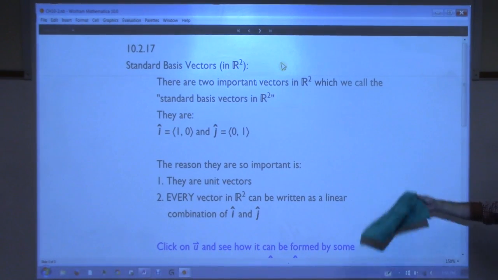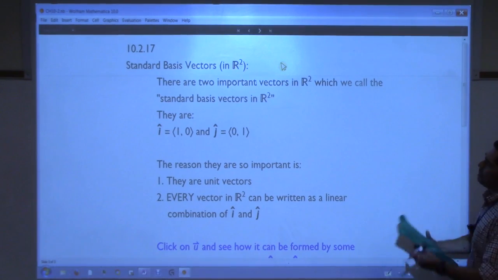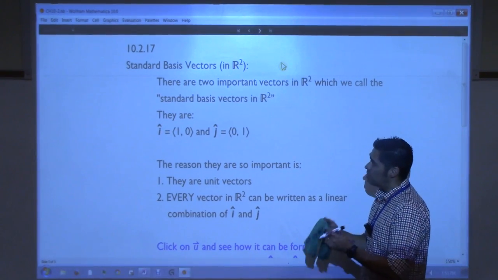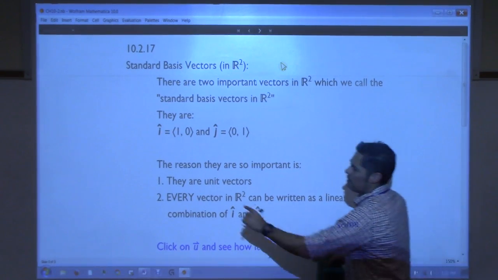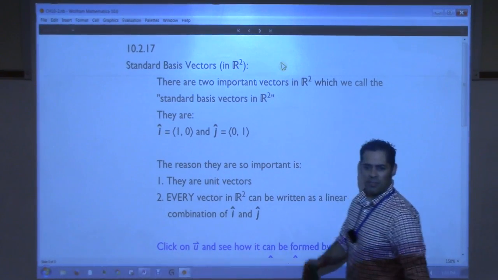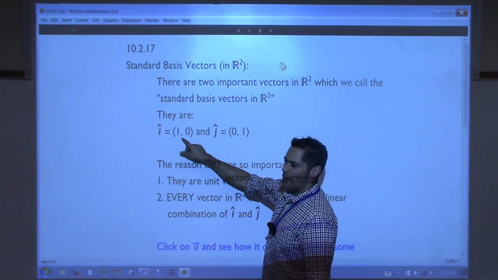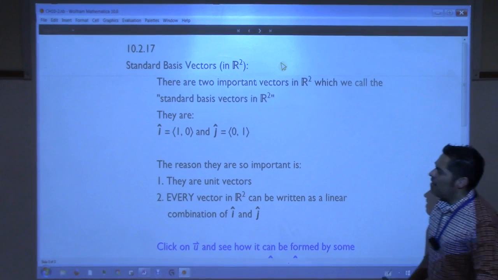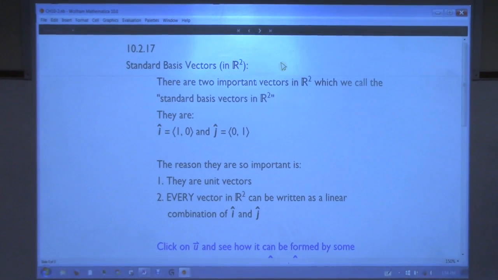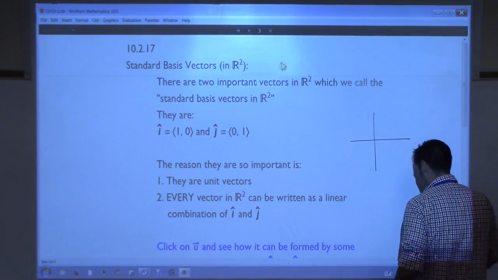So let me just get through this, and I'll talk more about what I was going to say. Standard basis vectors in two-dimensional space. There are two important vectors in two-dimensional space we call the standard basis vectors in R2. They are i with this little up caret thing. We usually say i hat, like somebody's hat. i hat is the vector 1, 0. And then j hat, which is the vector 0, 1. And let me just draw them for you. i hat.